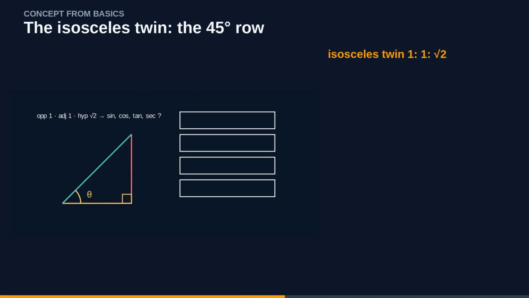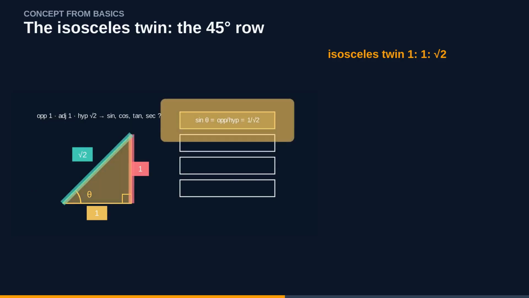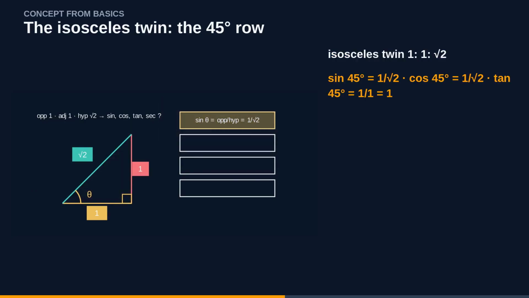The 45-degree row comes from the second special triangle, the isosceles twin. The first leg is 1, the second leg is 1 as well, and Pythagoras gives the hypotenuse √2. Now write the row. Sine of 45 is 1/√2, cosine is the same 1/√2, and because opposite equals adjacent, tan of 45 is 1/1, exactly 1.